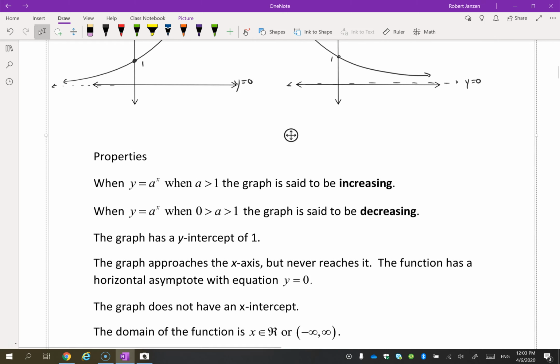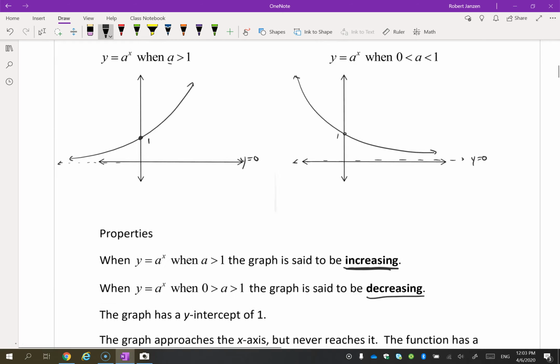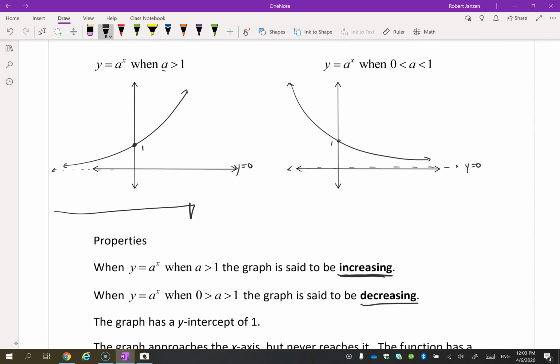Okay, and yesterday we talked about the direction. When a is greater than 1, we call that an increasing function. Okay, and when it's between 0 and 1, it's decreasing. And the reason for that is we always read left to right, so this graph is getting bigger while this graph is getting smaller.